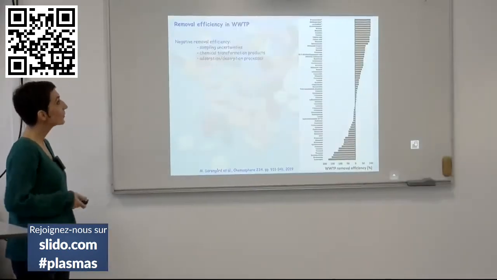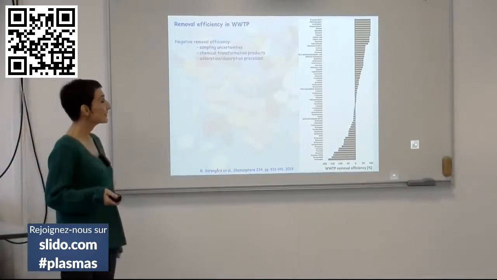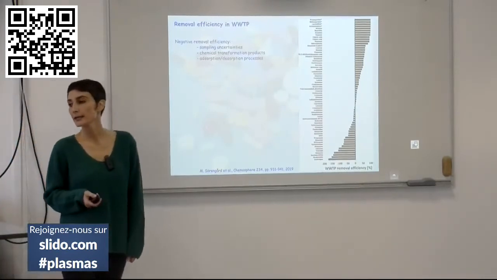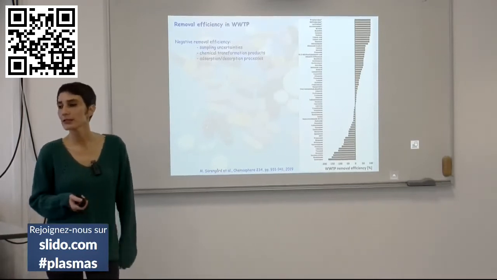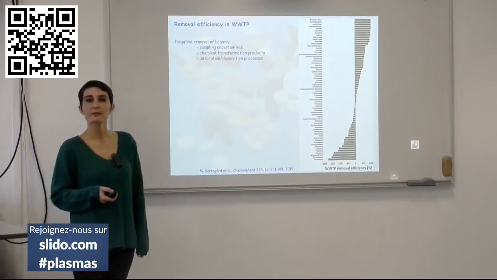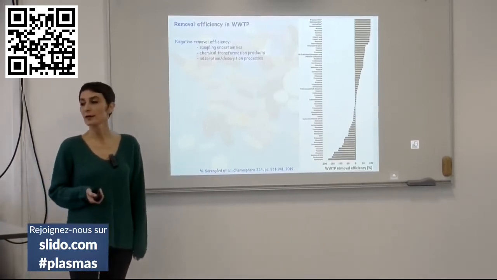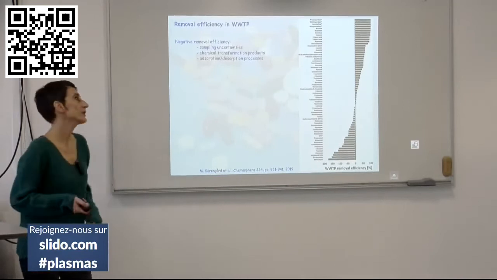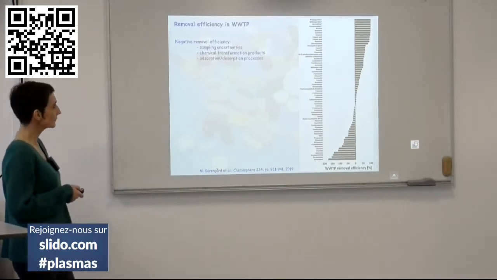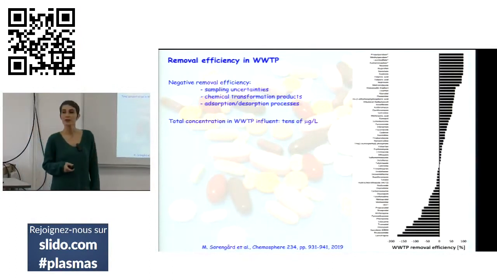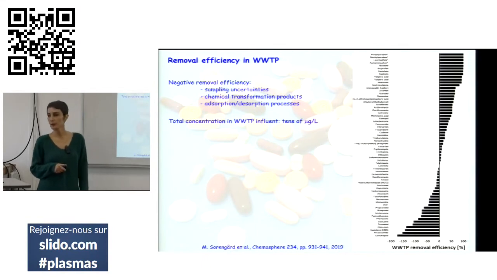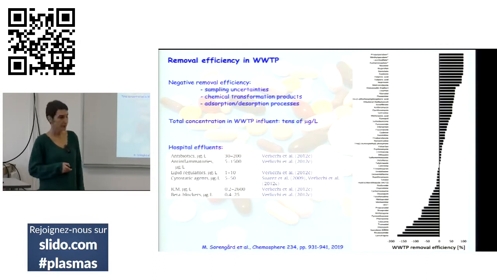This has been observed in several studies and has been explained, for instance, by sampling uncertainties or by the presence of chemical transformation products or by adsorption-desorption processes. So the literature tells us that the total concentration of pharmaceuticals in the influent of wastewater treatment plants is of the order of some tens of micrograms per liter.